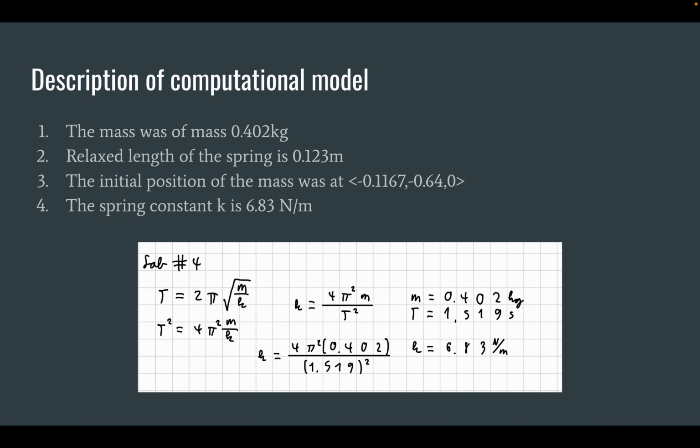Description of the computational model. The mass was 0.402 kilograms. The relaxed length of the spring was 0.123 meters. The initial position of the mass was at negative 0.1167, negative 0.64, and 0. The spring constant k was determined to be 6.83 newtons per meter. This is how I got k.